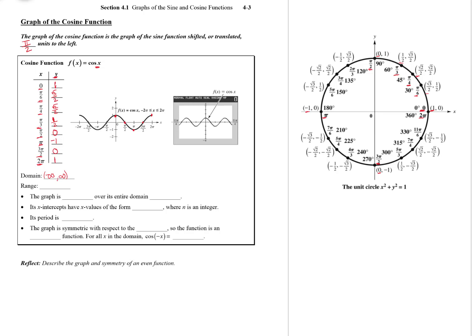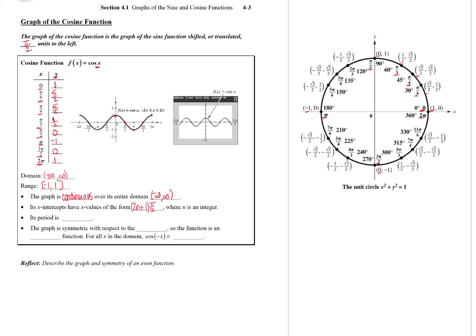The domain of cosine is -infinity to +infinity. The range would be from bottom to top, goes from -1 to 1. The graph is continuous, it just keeps on going over its entire domain, which is all real numbers. The x-intercepts have the form (2n plus 1) in parentheses times pi over 2, where n is an integer.